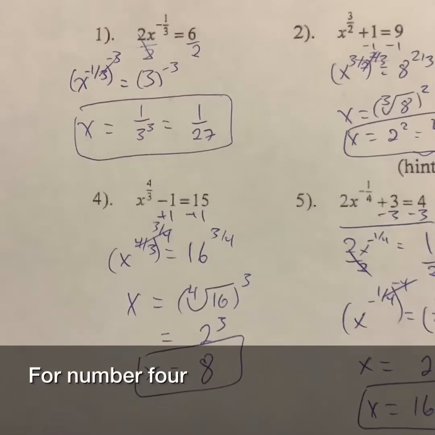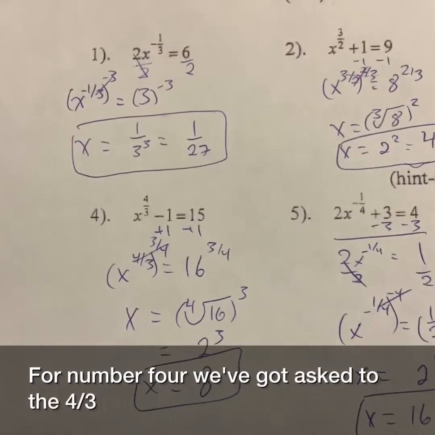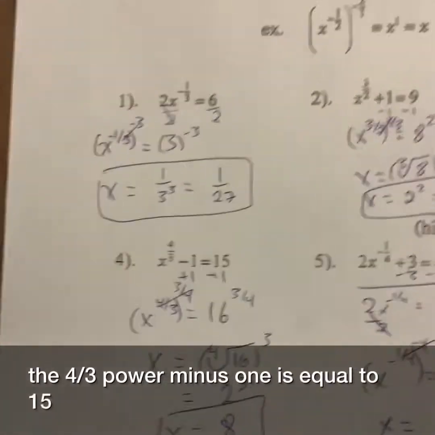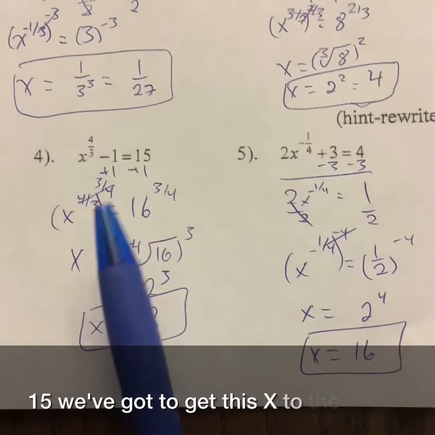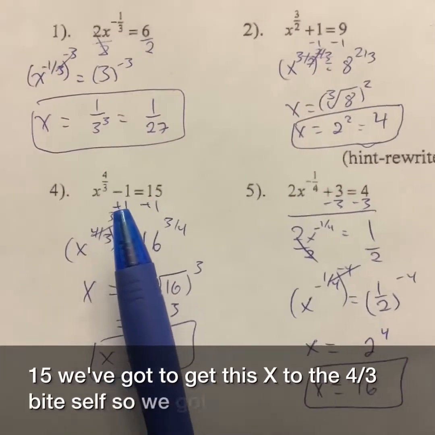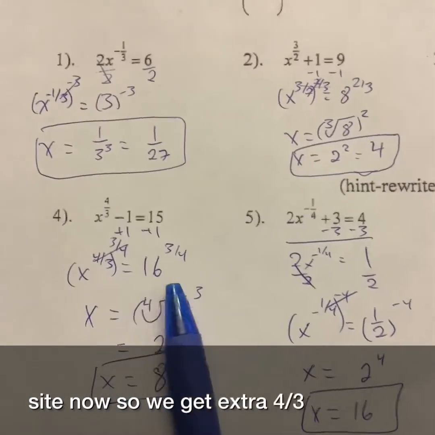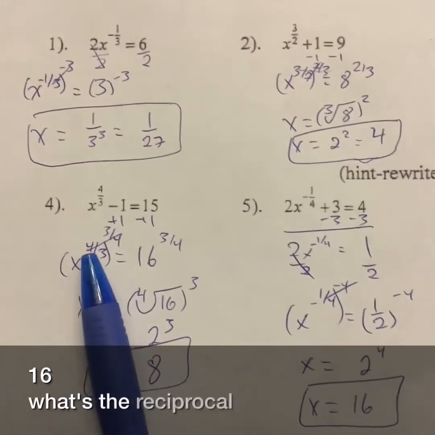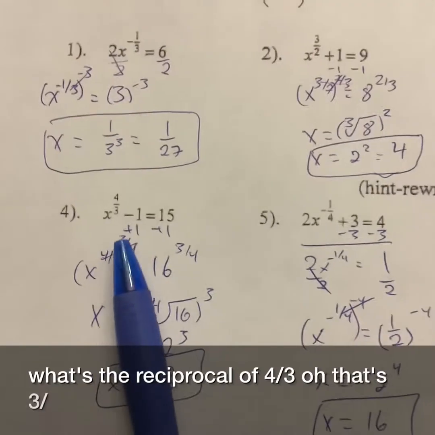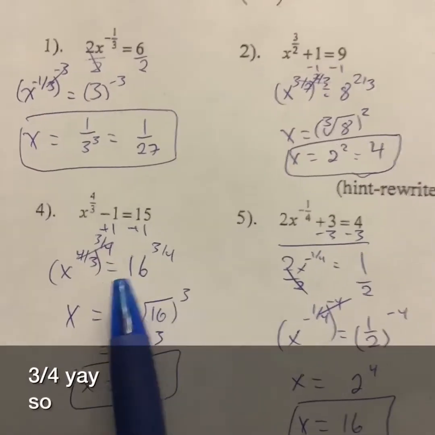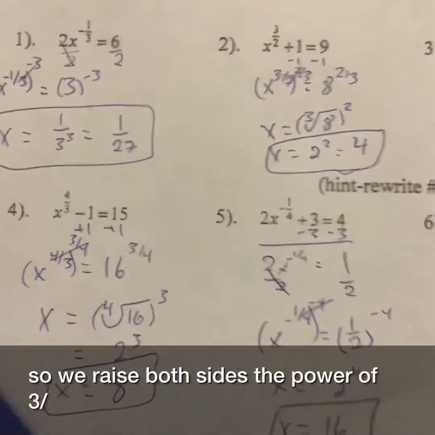For number 4, we've got x to the 4/3 power minus 1 is equal to 15. We've got to get this x to the 4/3 by itself, so we have to add 1 to each side now. So then we get x to the 4/3 is equal to 16. What's the reciprocal of 4/3? Oh, that's 3/4. Yay! So we raise both sides to the power of 3/4.